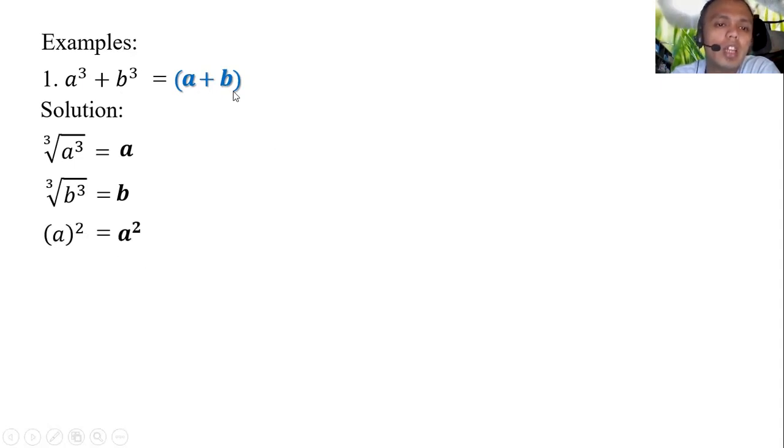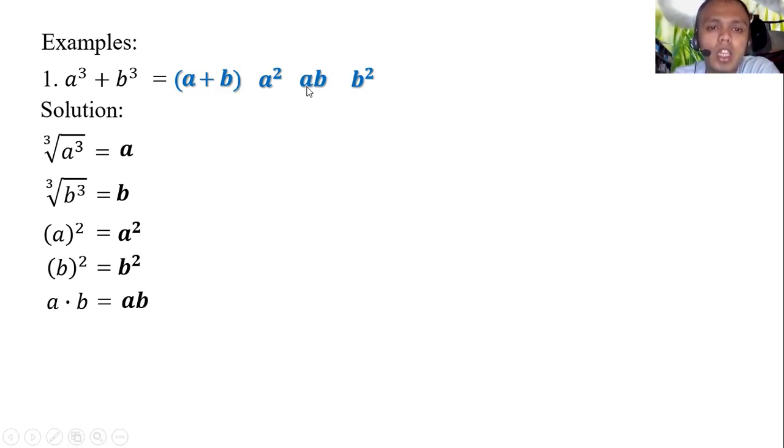And then for the last term, the b, we square it, we have b squared. Then we place it at the very end. So we still have a space here, another term. To find the middle term here, we will multiply a and b. We have ab.